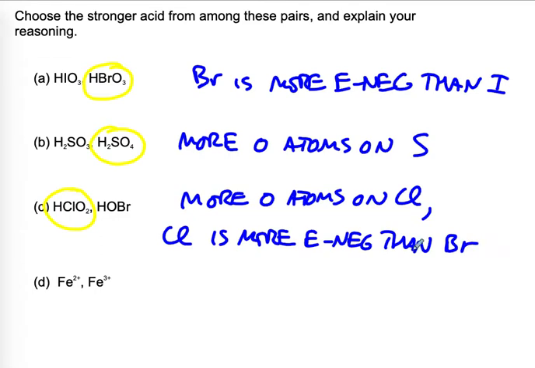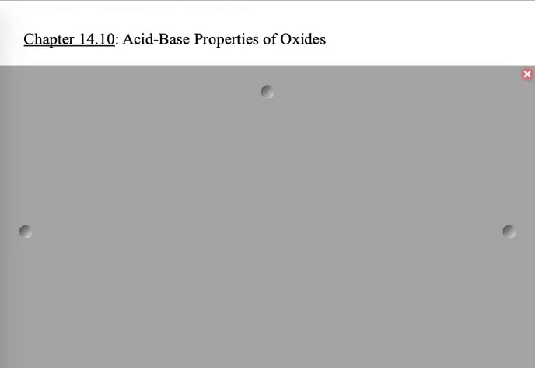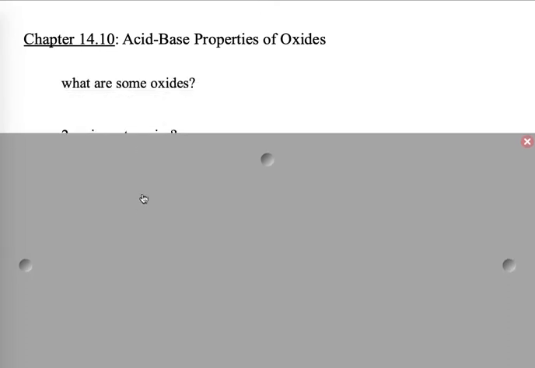Had those factors gone in the other direction, we couldn't necessarily predict which would be the stronger acid, and I wouldn't ask you that question. The final example, we have two metal cations, 2 plus and 3 plus. Clearly, the hydrated metal cation with a higher positive charge is going to be the stronger acid because it will polarize the water molecule more. So, higher positive charge.